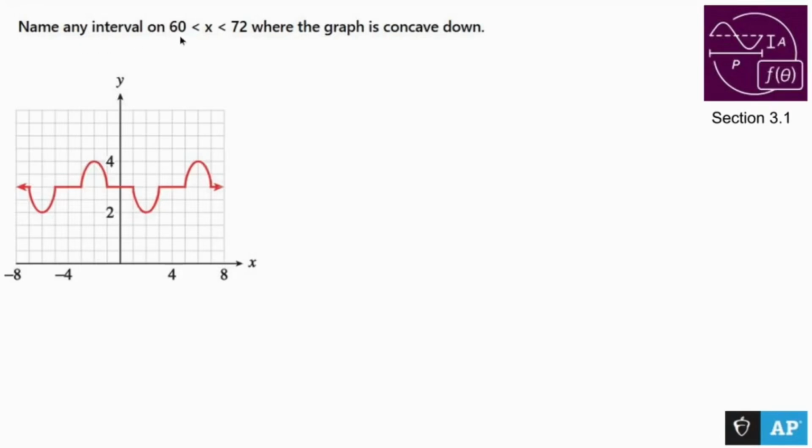Name any interval on 60 to 72 where the graph is concave down. Well, looking at this picture, it appears concave down between 5 and 7. It's also concave down between -3 and -1. Now, normally, I give you the graph and I say, hey, what does this look like at 60? What does this look like at 72?